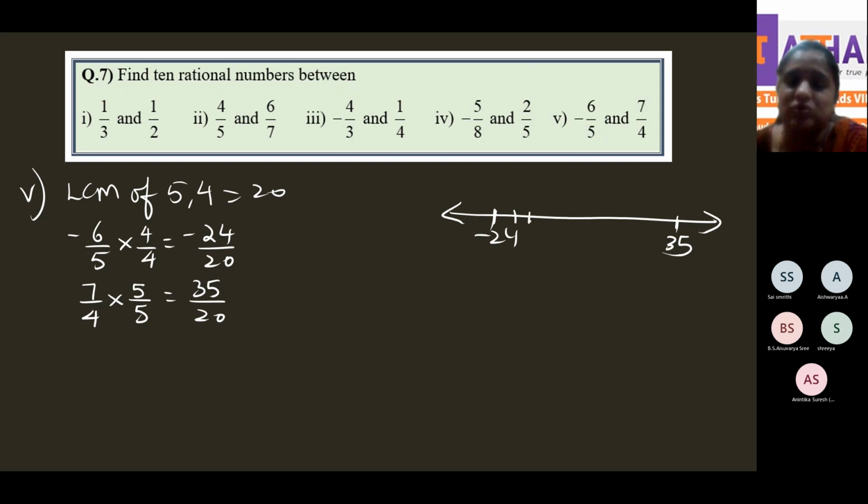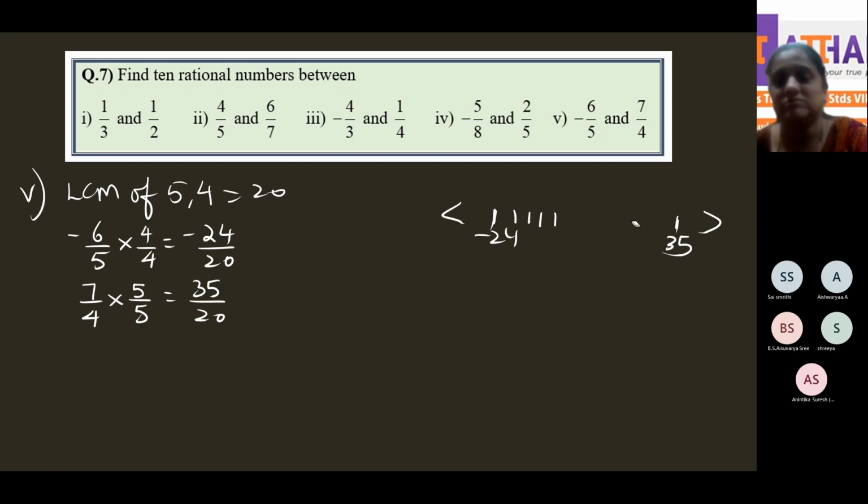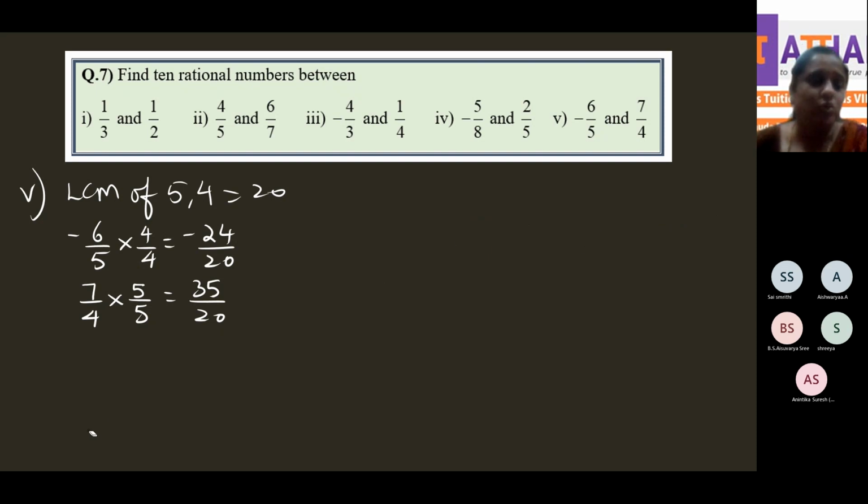Minus 23, minus 22, minus 21, minus 20, minus 19, minus 18, minus 17, minus 16, minus 15, minus 14. Oh, so many numbers. Then 0, 1, 2, 3, 4, 5, 6, till 35. We have much, much more than 10. So now this is enough. You don't have to further increase the space between the numbers in the numerator because as it is, there is more than sufficient space.